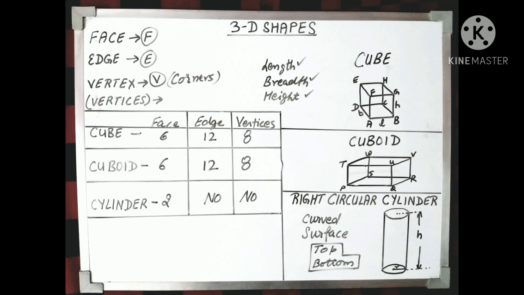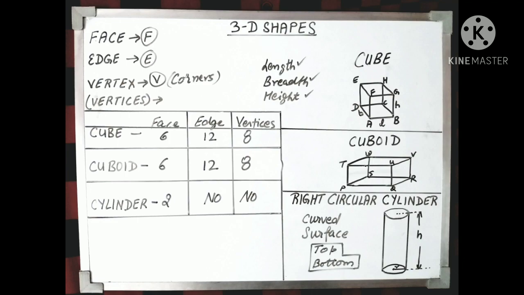The topic is three-dimensional shapes. As you see on the board, I have drawn very little. I have drawn a cube, a cuboid and a right circular cylinder. We are going to discuss only these three shapes today. The rest we will discuss in the next video.